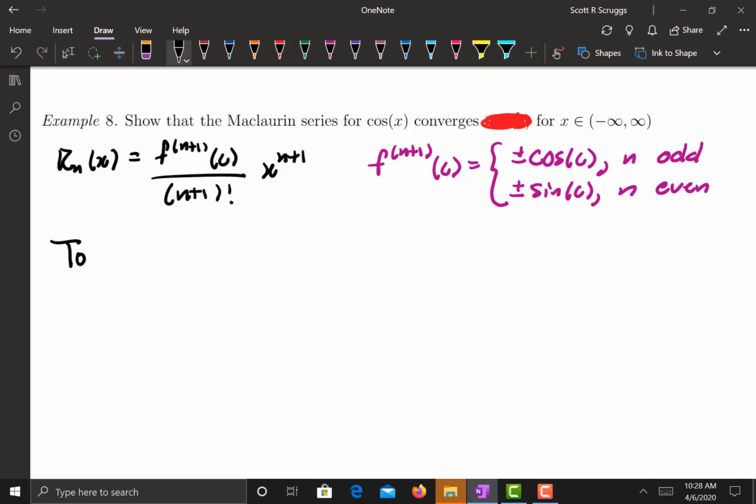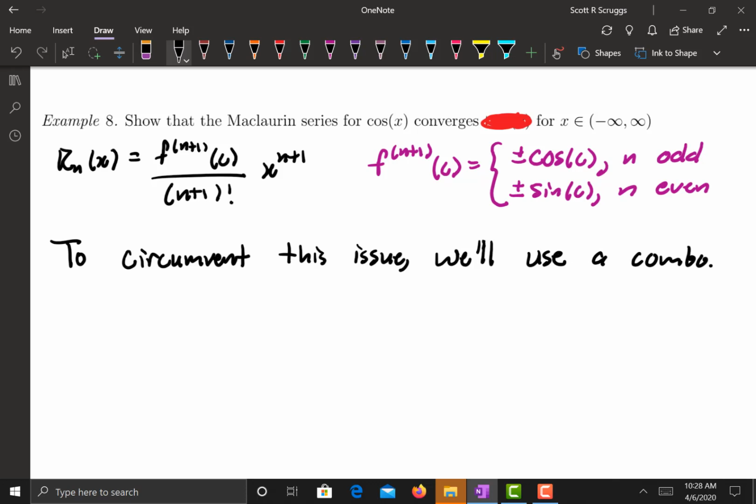And here's how I'm thinking of us getting around that issue. We're going to use some tools that we've seen before. So to circumvent this issue, what I'm thinking of to solve this problem is I want to use a combination of our theorem from section 11.1, which tells us how we can estimate the remainder, and we're also going to use squeeze theorem.